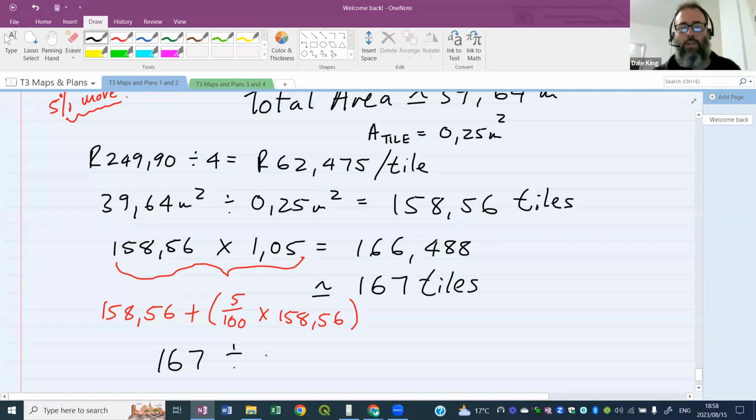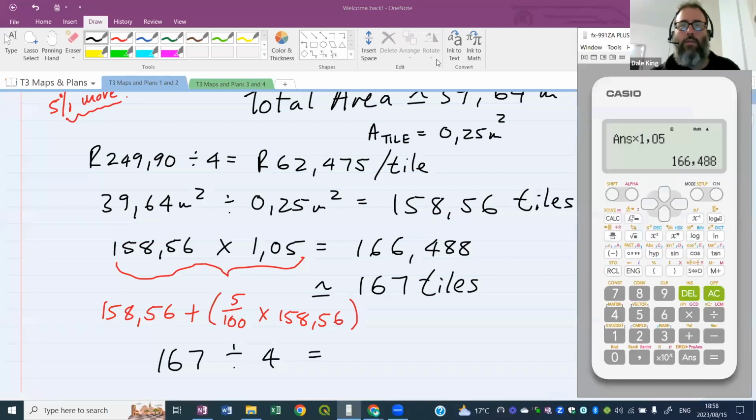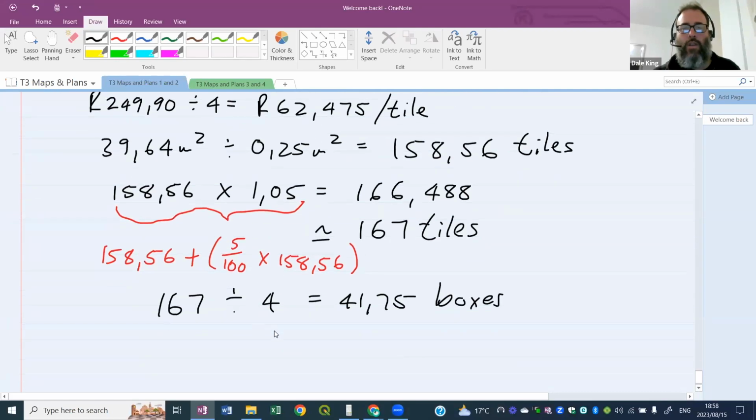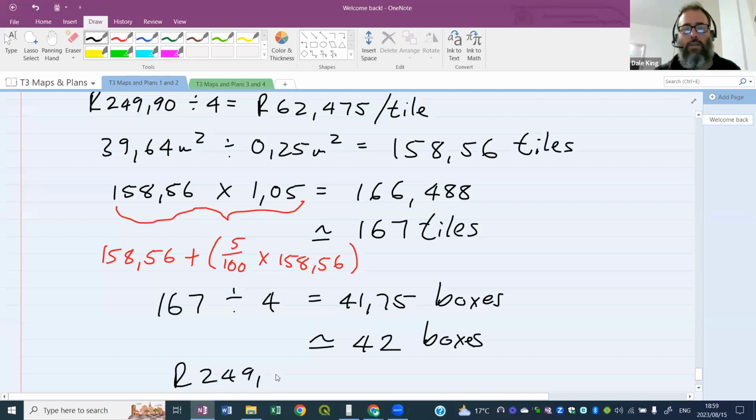So I'm hearing people on chat saying I need to divide by 4 here. And I'm seeing the answer, I'm going to trust you, 41,75. You guys are saying, sir, it's 41,75 boxes. All right, because there's 4 in a box. But you can't buy 0.75 of a box. So we're going to round up again to 42 boxes, right? And they're 249 Rand a box, guys. Can you start to see the end of this?